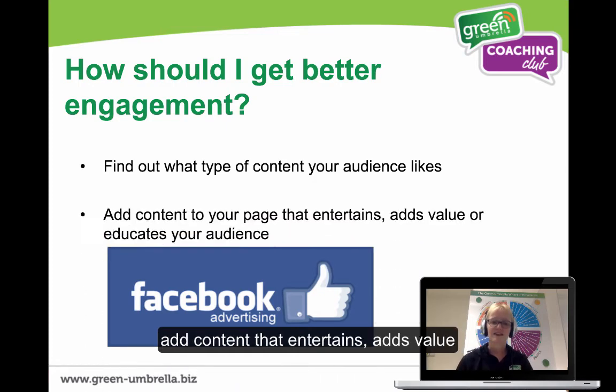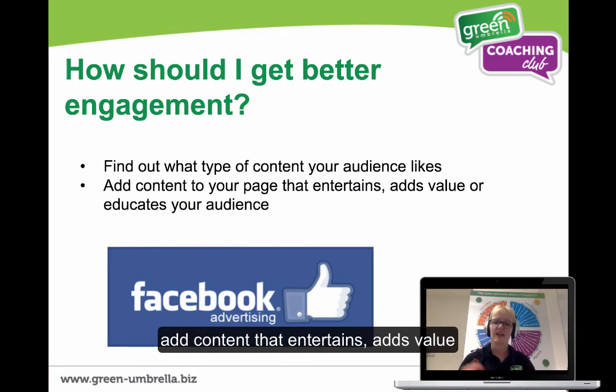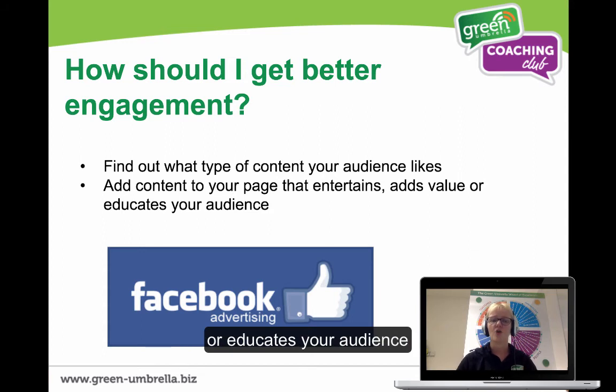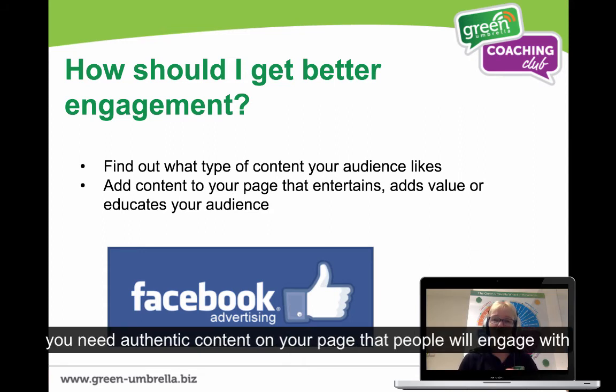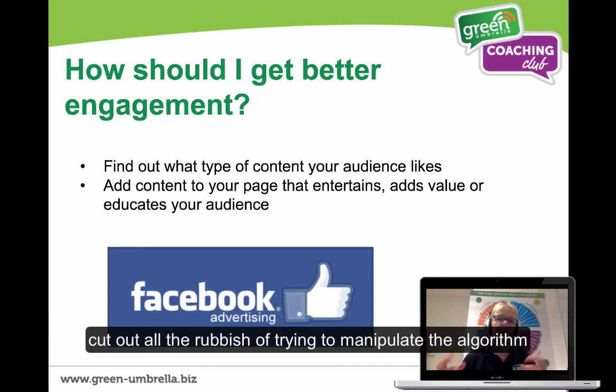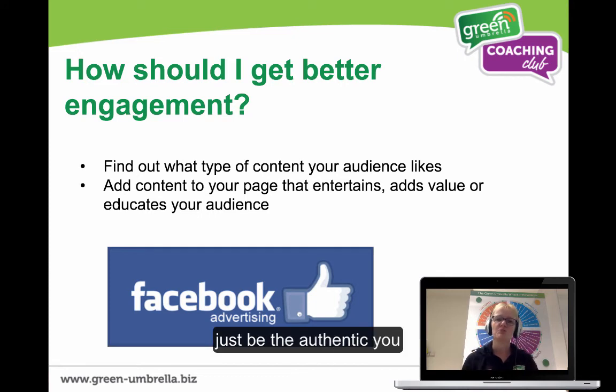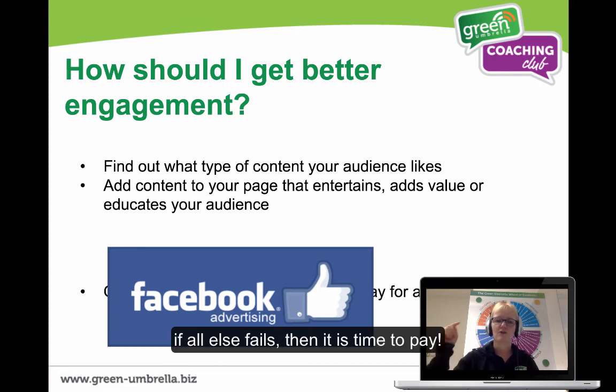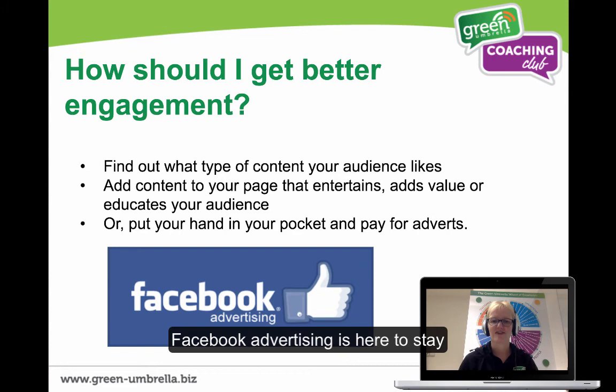The second thing is to add content that either entertains, adds value, or educates your audience. So if you're adding value and it's authentic content that's really good, people will engage with it. So, cut out all this rubbish of trying to manipulate the algorithm and just be the authentic you. That's what people will buy into. So that's number 2.